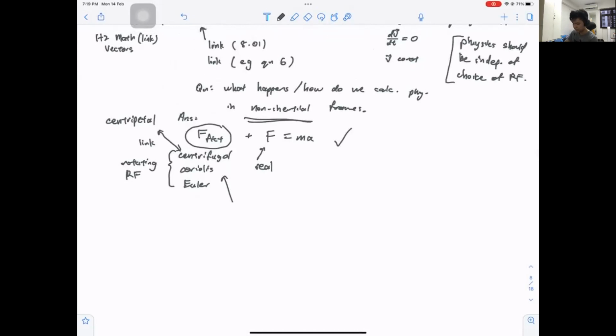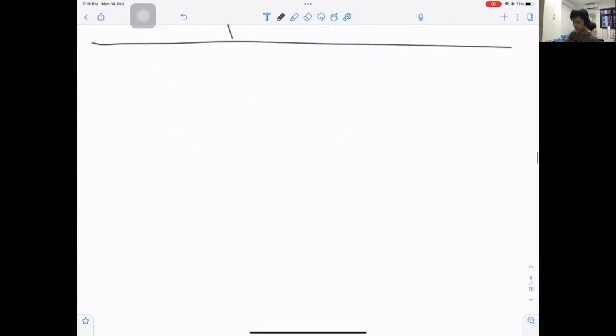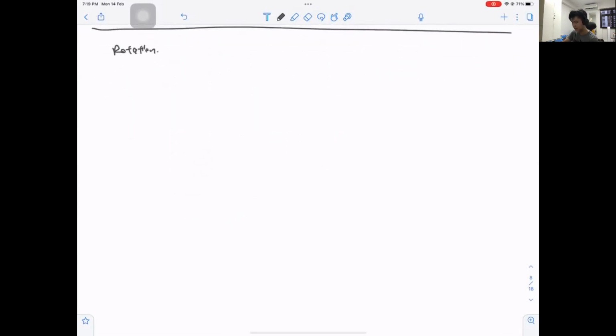Yeah, not really. Okay, so with that, let's move on to rotation. So how do we do rotation in physics? Let's just restrict ourselves to 2D rotation for now, meaning that we have an XY plane and the Z-axis is just going to be out of the page.